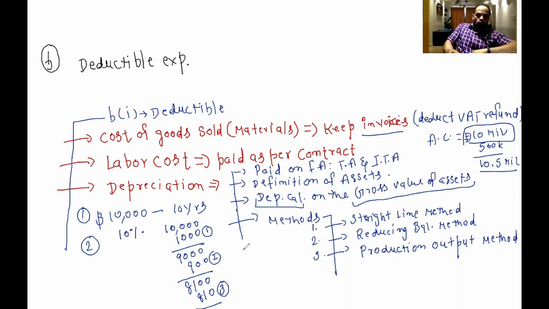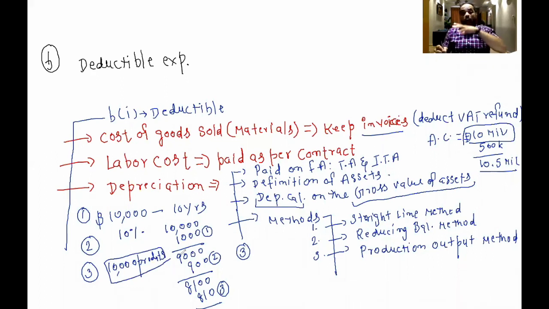Now, the third one is the production output method. In the production output method, we estimate the depreciation of assets on the basis of output. Let's say a machine's total life is 10,000 products. This machine can produce 10,000 products. After producing 10,000 products, the machine's value is finished, its life is finished. It can't run anymore, right?